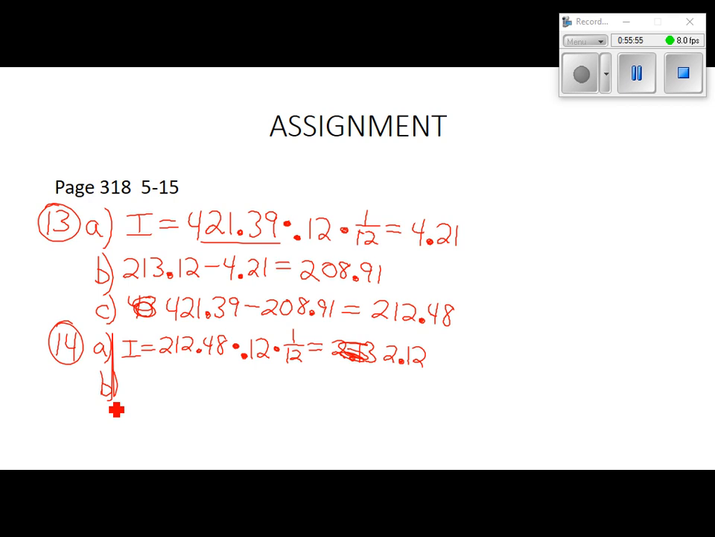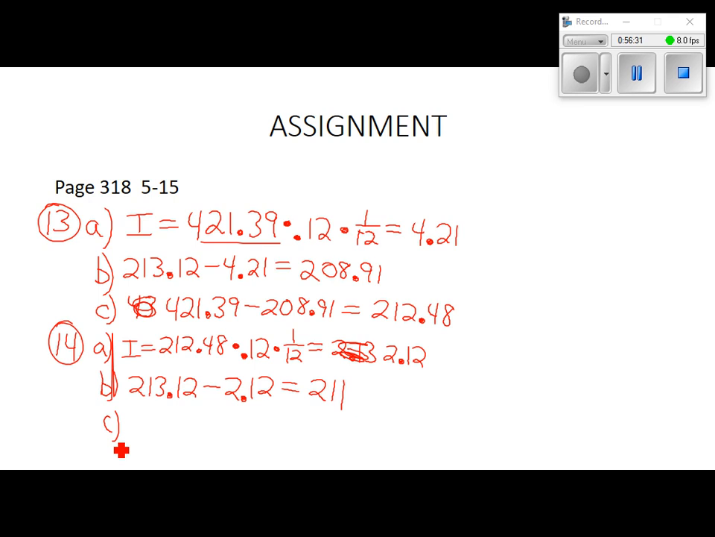For Part B, our monthly payment is 213.12 minus, how much are we paying towards interest this time? $2.12. Somebody subtract that for us. $211 even. So what's $211? That's how much actually goes towards the loan.